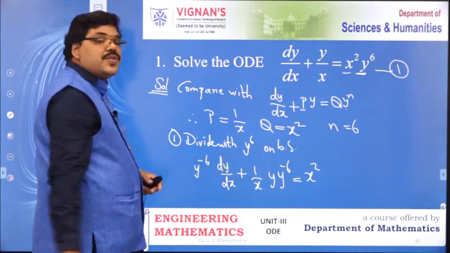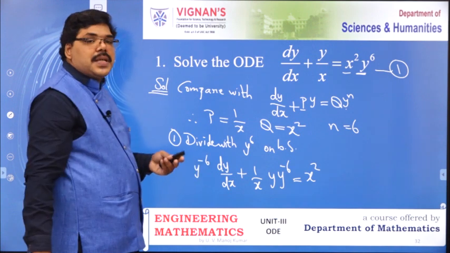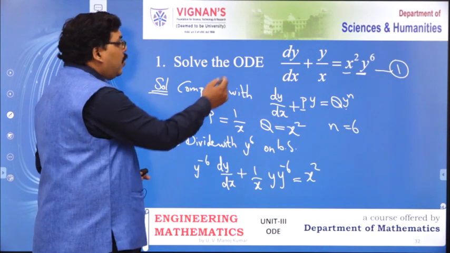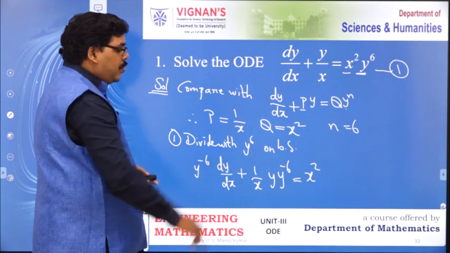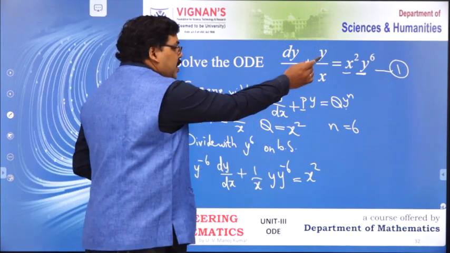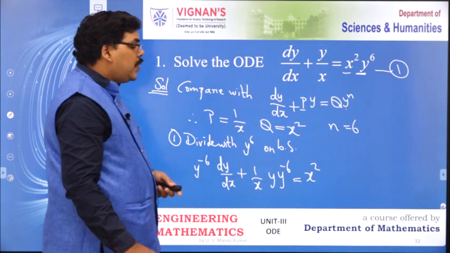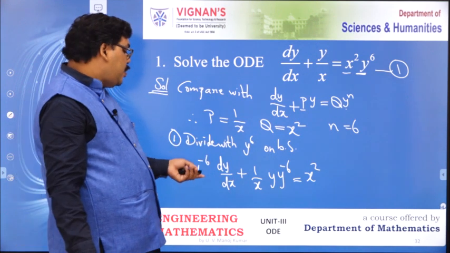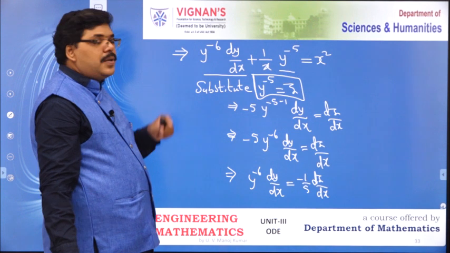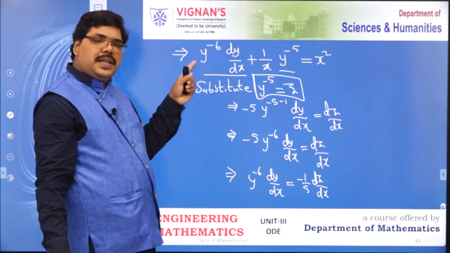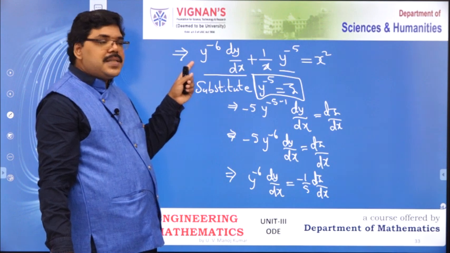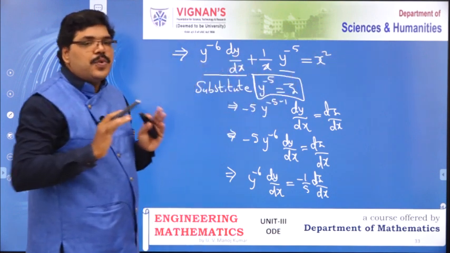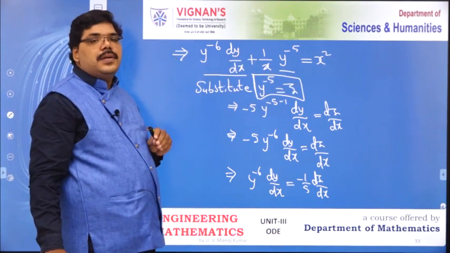So when I divide with y power 6 on both sides, 1 by y power 6 is y power minus 6. So y power minus 6 into dy by dx. So 1 by x into y, this is y into y power minus 6, equals to x square into y power 6, y power minus 6 cancels. If you simplify this, you will get this equation. This equation is the given equation only. The only difference is, instead of y power 6 written here, we bring this y power 6 to the other side and simplify. So this is the given differential equation.